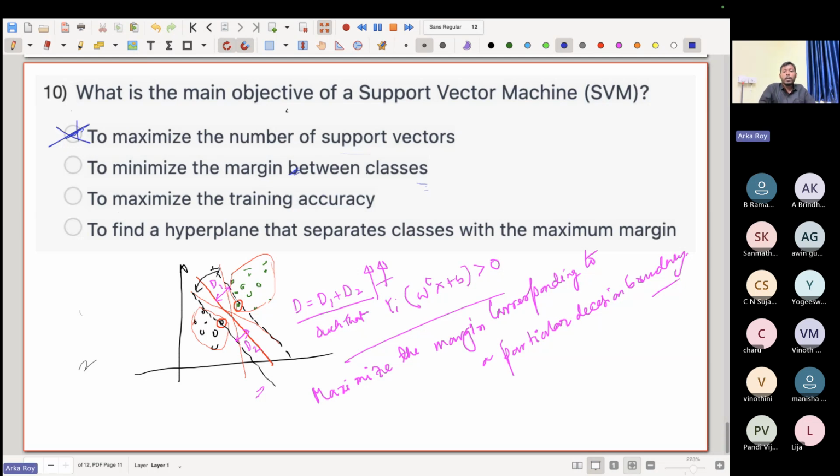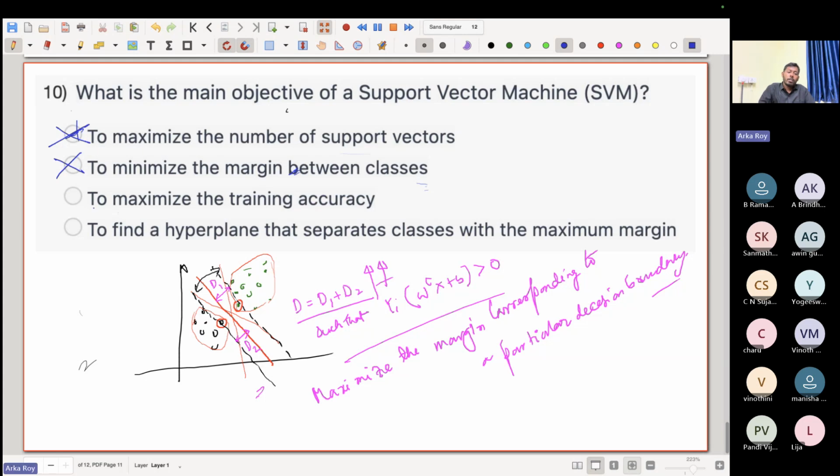Then, to minimize the margin between classes. This is again not possible, because if you are minimizing the margin, you will not be able to ensure that you are doing classification correctly. Therefore, this particular option is also incorrect.